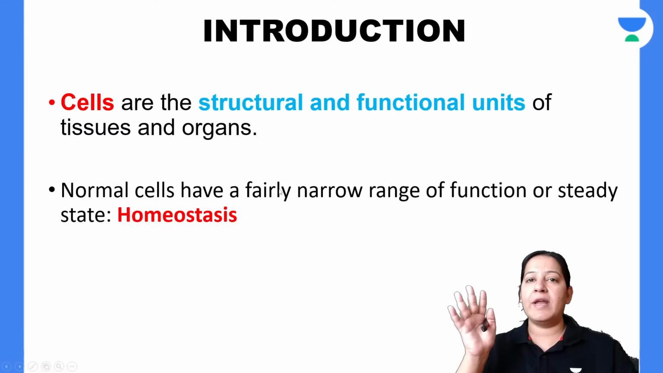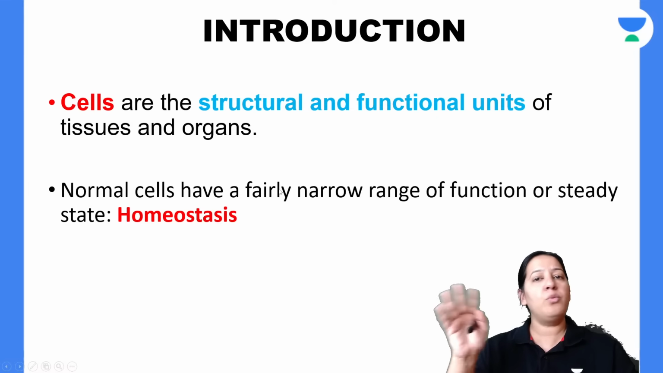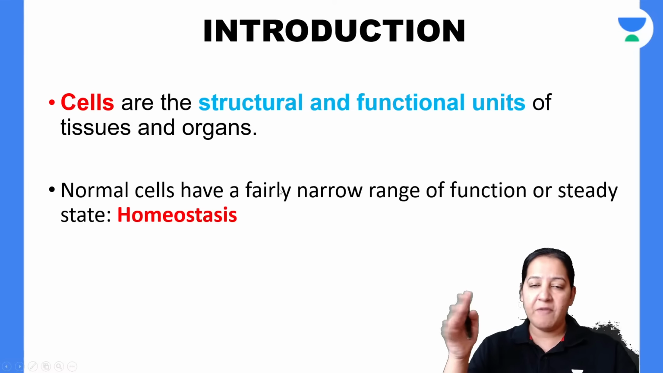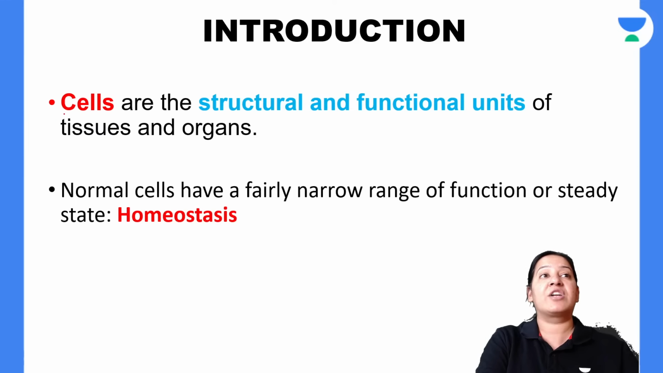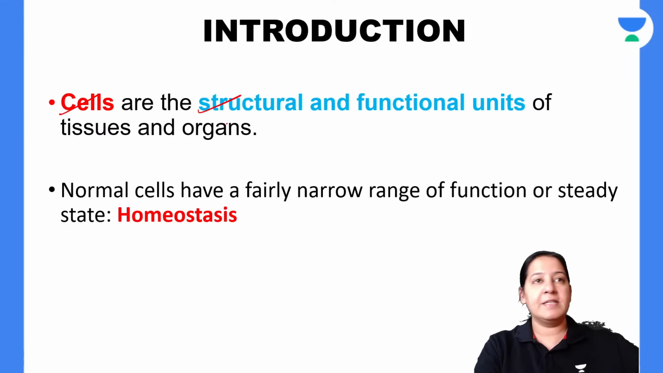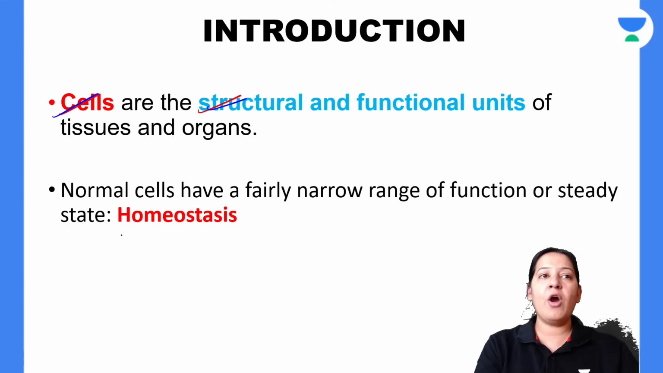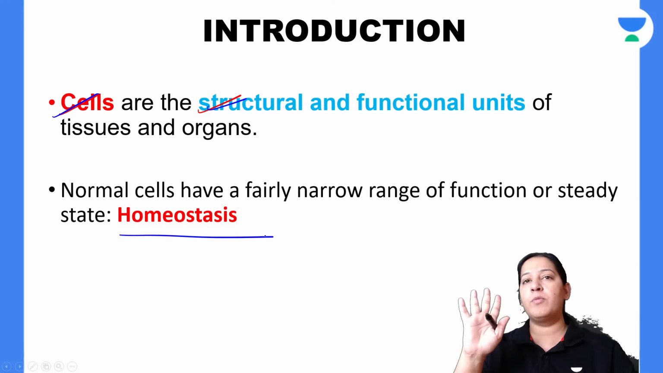We know that the human body is made up of cells. From head to toe, we are made up of cells. We are made up of multiple organs, and organs are made up of cells. The cell is the structural and functional unit of all organs. And normally all cells are in homeostasis. What do you mean by homeostasis?